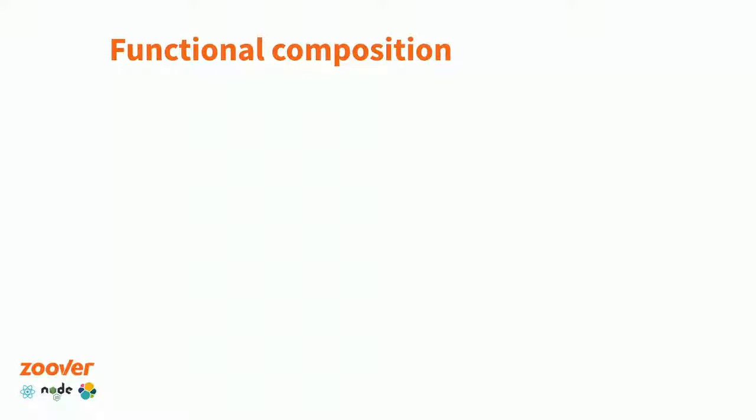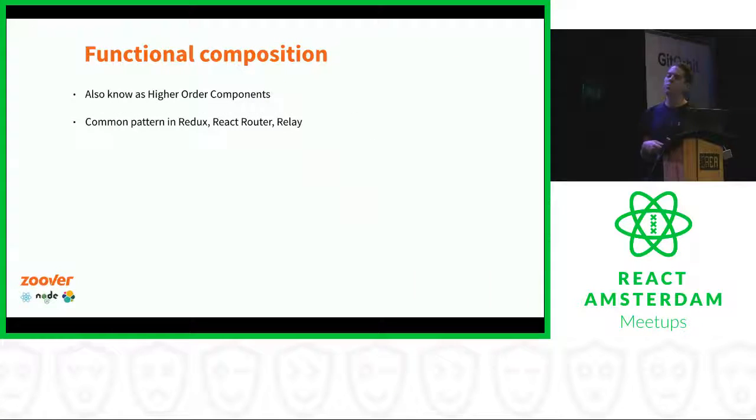Another thing that breaks quite easily is functional composition. Functional composition, also known as higher order components, is basically a function that returns a component that renders another component. It's a pattern that's commonly used in Redux, React Router, Relay. The prime example is the connect function from React Redux. The problem with it though is that it hides components from React Hot Loader. React Hot Loader can only see the top level variables in your module.